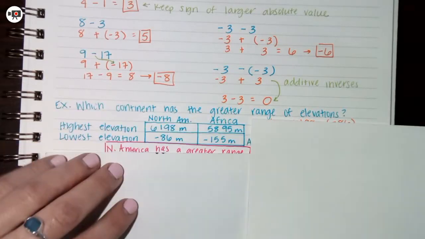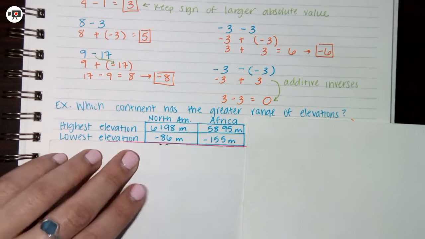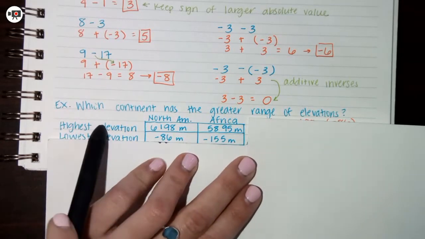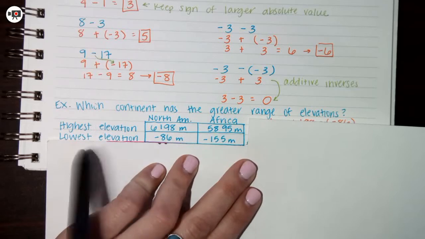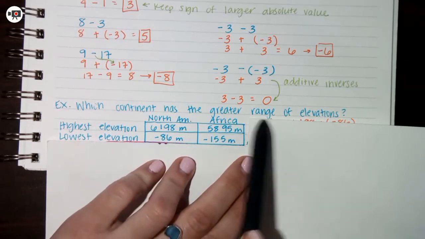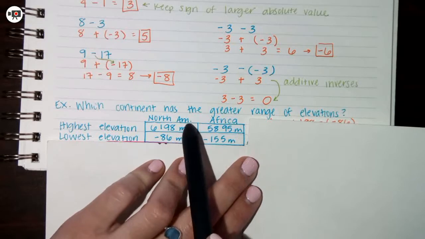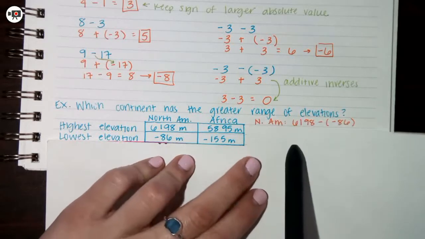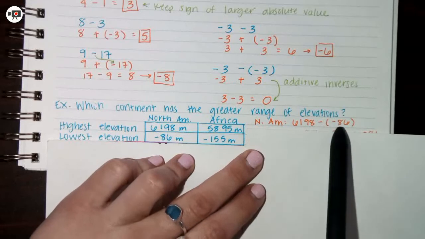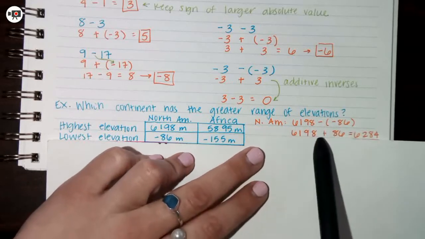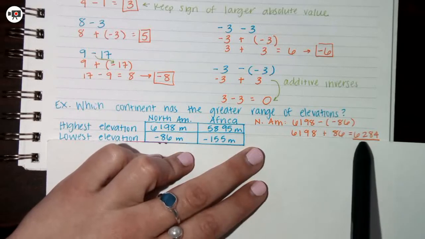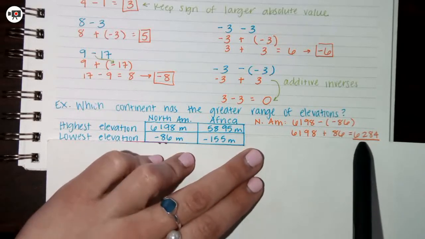So which continent has the greater range of elevations? We're given a little table here that has the highest elevation for North America and Africa, and the lowest elevation for North America and Africa. So to find the range, we're finding the difference from highest point to lowest point. So for North America, we take the highest point and subtract the lowest point. So instead of subtracting, we're going to change that to addition and add the opposite here. So we get 6,284 meters.